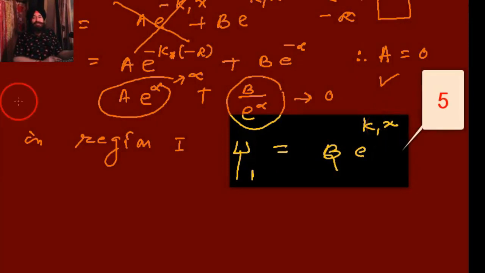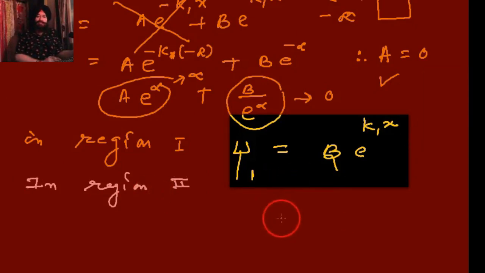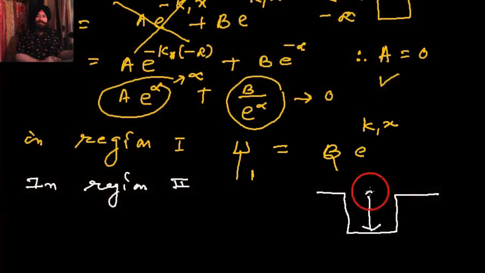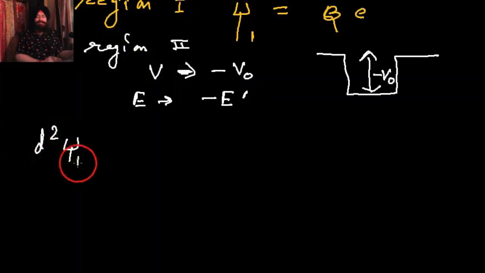So this becomes the equation. Only one factor, psi 1 equals B e raised to power k1x. Now in region number 2, potential energy is minus V naught and E is minus E dash.